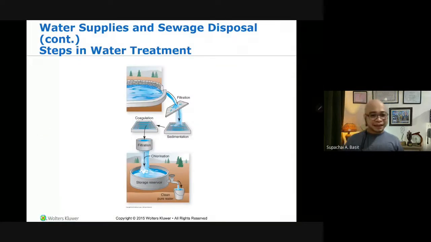Okay, so again, water is treated via sedimentation, and then it is coagulated, filtered, and lastly chlorinated, so that the one that goes to your faucet is considered already as clean, pure water.